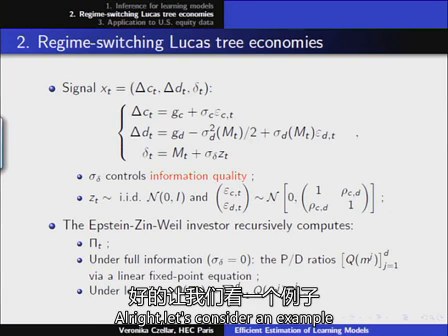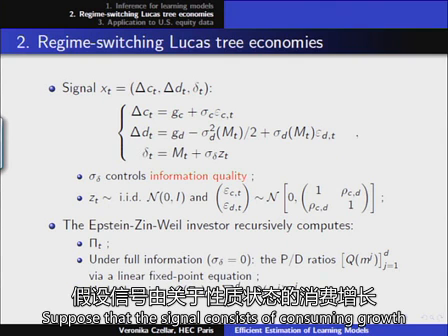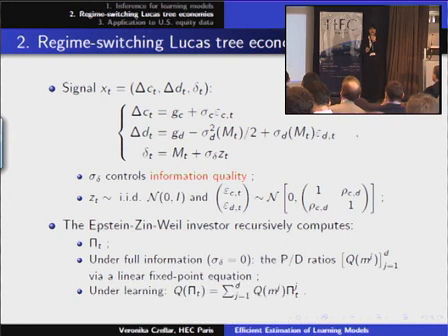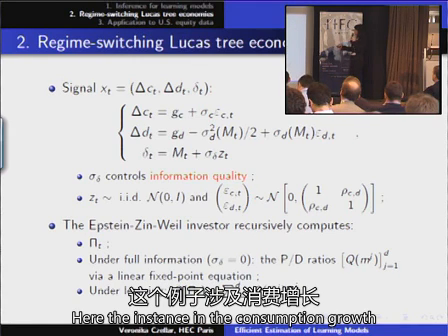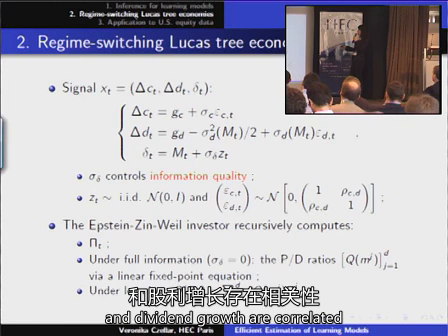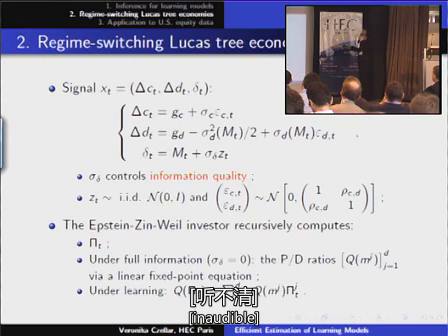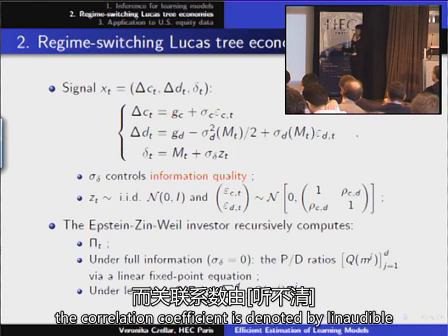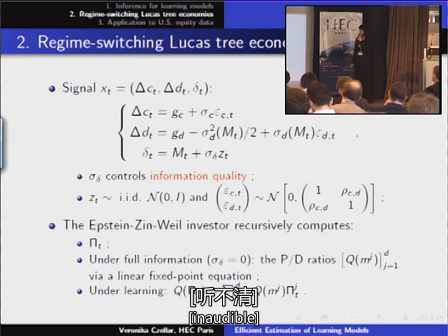Let's consider an example. Here, we consider an example of regime switching Lucas tree economies. We suppose that the signal consists of consumption growth, dividend growth, and noisy signals about the state of nature. Here, the epsilons in the consumption growth and dividend growth are correlated. They are Gaussian with zero mean and variance equal to 1, and the correlation coefficient is denoted by rho_CD. In the signals about the state of nature, we have a parameter sigma_delta that controls for information quality, and Z_t is IID normal.